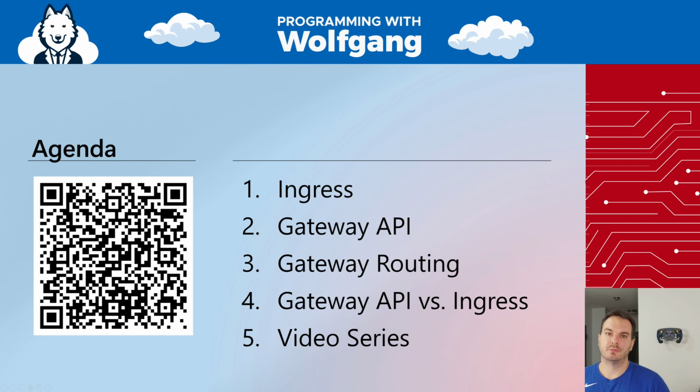The plan for today is, first, I'm going to talk quickly about the Ingress, what it is, why it is useful, and also what the downsides are. This will lead us to the Gateway API. This is kind of an evolution of the Ingress and will bring several advantages which were disadvantages with the Ingress.